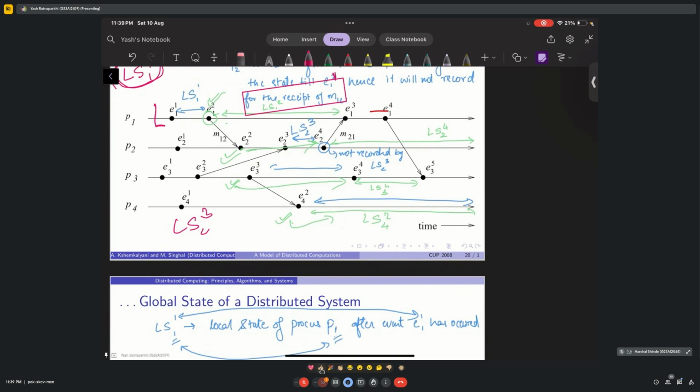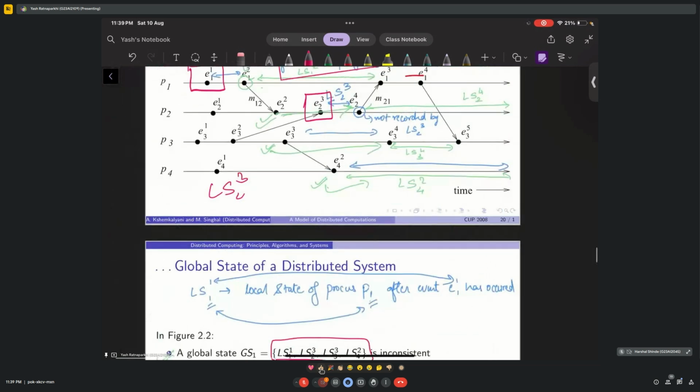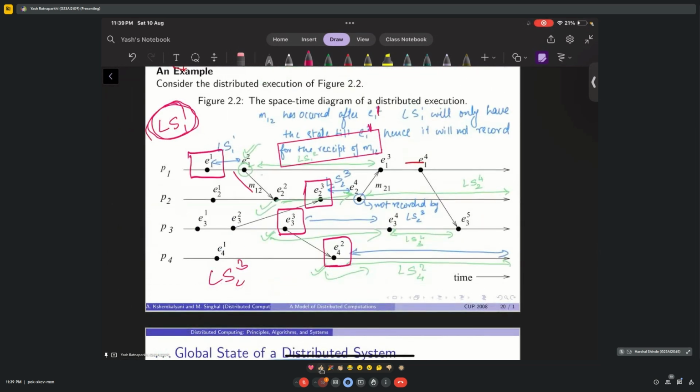So this is my first step, that is LS11. This is my second step, that is LS23. This is my third step, that is LS33, and this is my fourth step, LS42. Okay, till here we have made these four states. Now see how the message is getting passed. Okay, so the first message is getting passed from here to here, okay? Since the local state here has only information till here, does it get to know this has been done? Yes or no? Tell me.